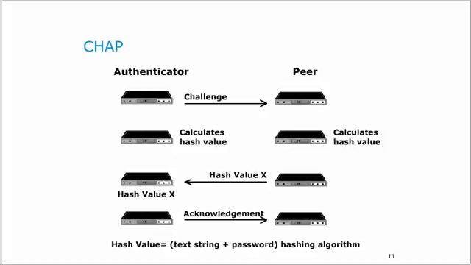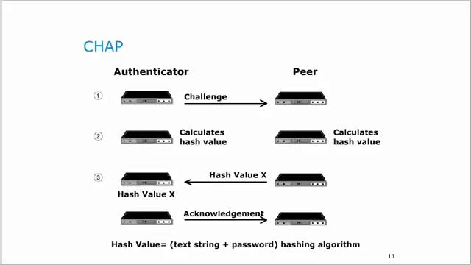CHAP solves this security problem by using the following process. The authenticator challenges the peer. The peer combines its password with a string of text and then performs a calculation called hashing on the resulting string. Hashing results in an encryption or hash value that the peer sends to the authenticator. The authenticator knows both the agreed-upon string of text and the peer's password.